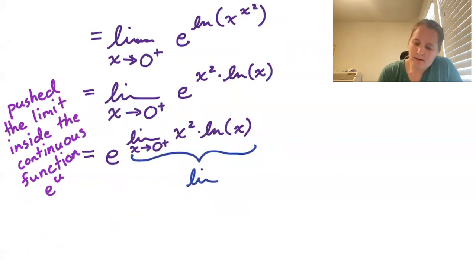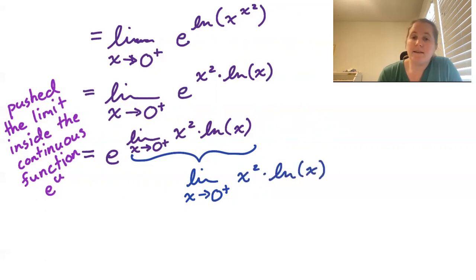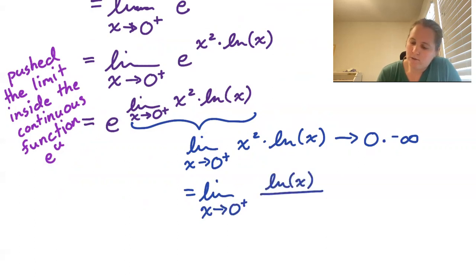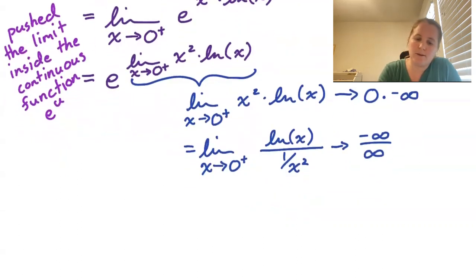So let's go ahead and focus on this limit. The limit as x approaches 0 from the positive side of x squared times natural log of x. This is again a 0 times infinity case or a 0 times negative infinity case. We can do the same manipulation as last time. So this is the limit as x approaches 0 from the positive side of natural log of x over 1 over x squared. This is now a negative infinity over infinity situation. We can go ahead and apply L'Hopital's rule.